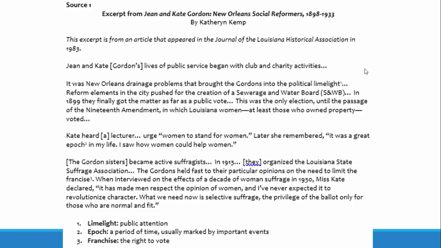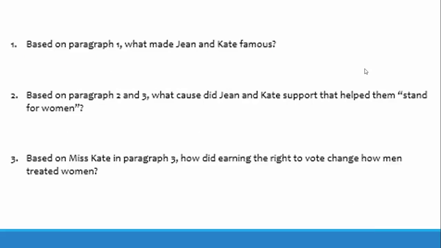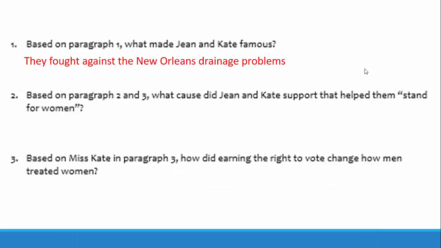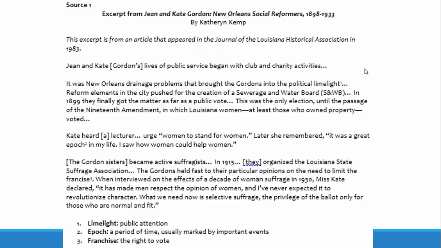Reform elements in the city pushed for the creation of a sewage and water board. In 1899, they finally got the matter as far as a public vote. This was the only election until the passage of the 19th Amendment in which Louisiana women, at least those who owned property, voted. Oops. So let's go back to the question, what made Jean and Kate famous? All right, let's review. Yeah, so what made them famous is that they fought against New Orleans drainage problems. That brought them into the political limelight or public attention.